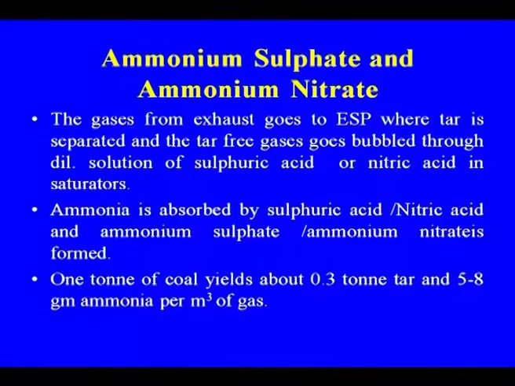So already I discussed something about ammonium sulphate and ammonium nitrate. The gases from the exhaust go to the ESP, where tar is separated, and the tar-free gases go to the dilute sulfuric acid saturators, where we get ammonium sulphate, which is further crystallized, dried, and then used as a fertilizer.